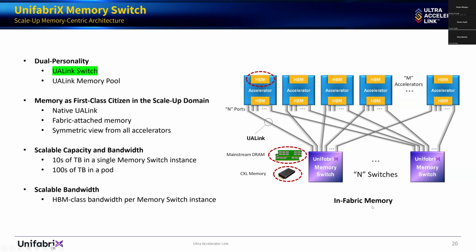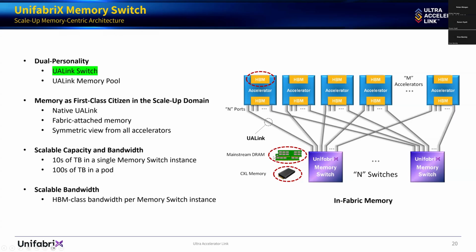In fabric memory, the memory is part of the fabric. Here memory becomes a first-class citizen in the scale-up domain. It's native UALink, it's fabric-attached memory, and it has a symmetric view from all accelerators. In terms of capacity, this can bring tens of terabytes in a single memory switch instance, and we can have multiple of those. So within a pod level, we can get to hundreds of terabytes, which is quite a lot of memory.